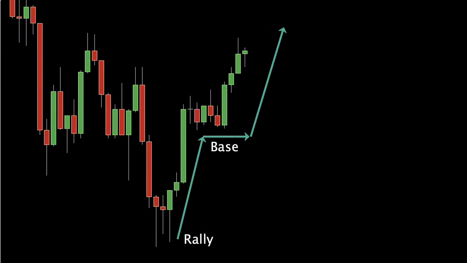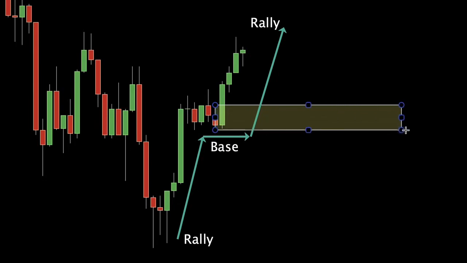For retail traders, this might look like indecision or a sign that momentum is fading. But for those in the know, it's a completely different story. This base is where institutions are quietly adding to their positions, preparing for the next leg up. They're accumulating more buying power while keeping the market calm. What we're looking for here is the next move, the second rally.